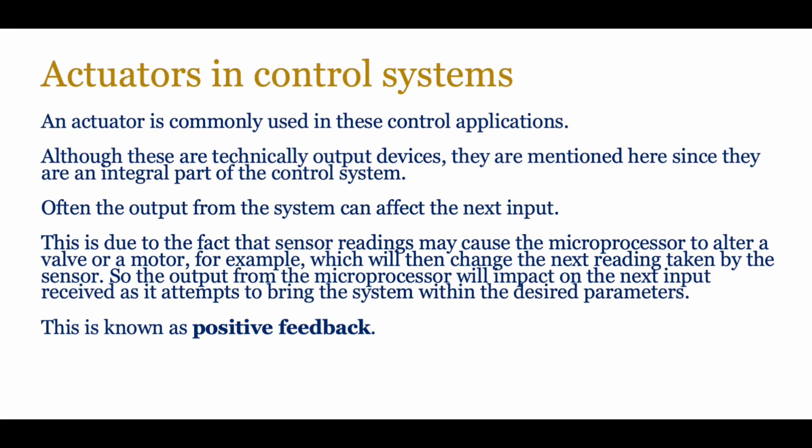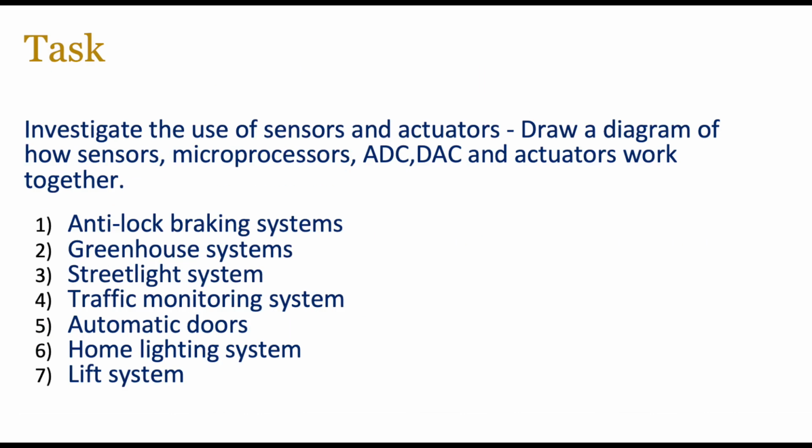Now, actuators are very commonly used in control applications. They are technically output devices. However, they are mentioned here because they are an integral part of a control system. It's not possible to have a control system without some form of actuator. They will probably end up as monitoring systems otherwise. Now, we just mentioned briefly what positive feedback was. Positive feedback is when you take the output from the system, which then affects the next input, so the cycle continues on. The sensor readings may cause the microprocessor to alter a valve or a motor, or trigger the cooling unit, which will then change the next reading taken by the sensor. So the output from the microprocessor will impact the next input. This is what is meant by positive feedback.